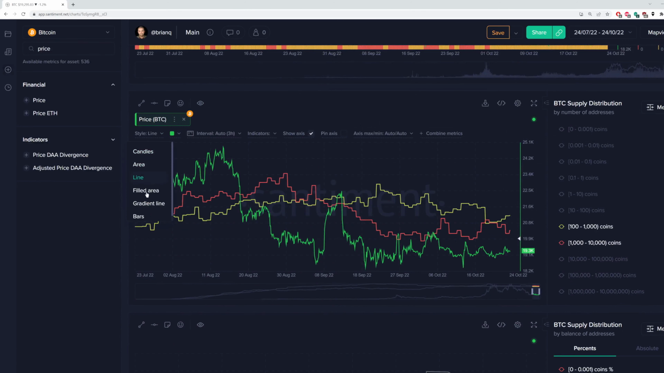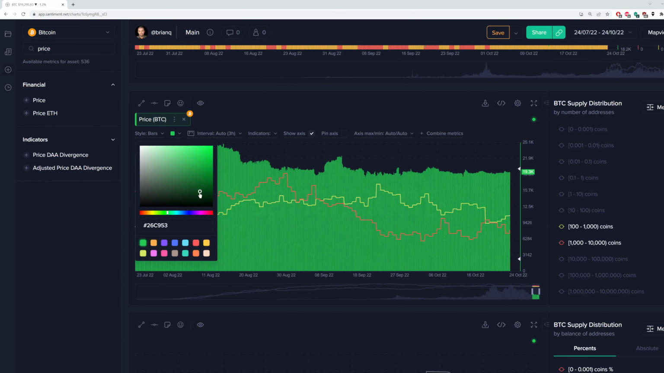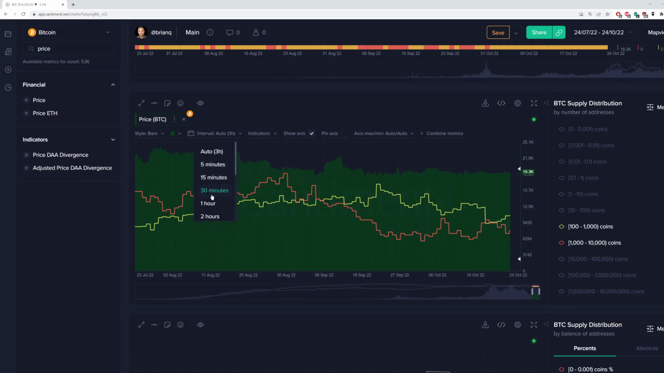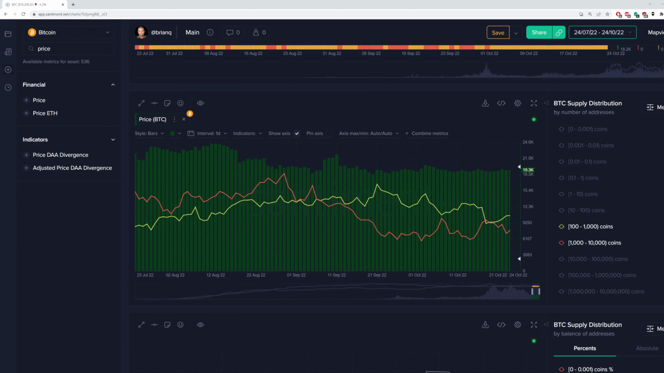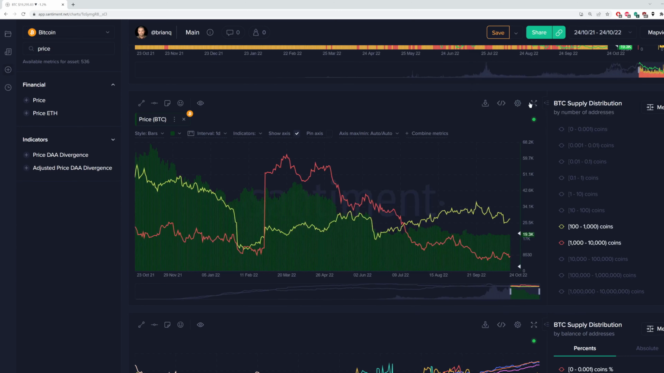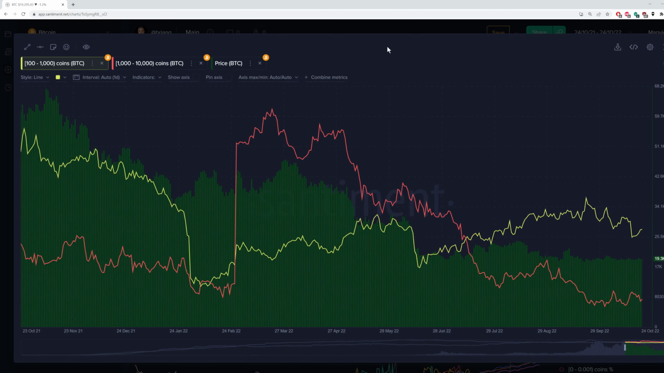I'm going to put this in bar form. We'll do one candle per day. Look at the last year, full screen it. So what do we see?